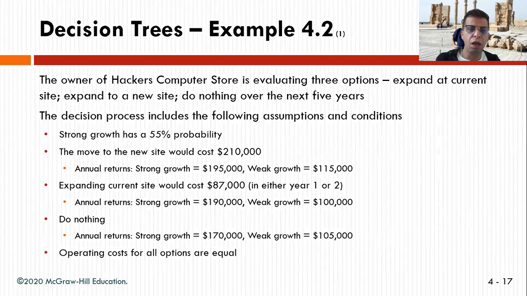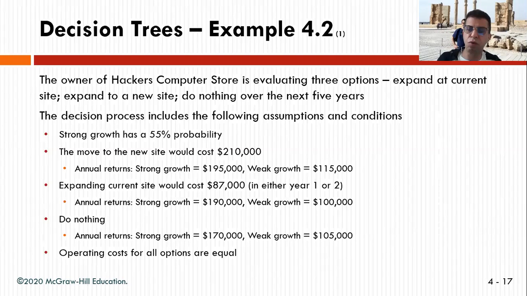Okay, just a quick example, so when you look at the decision tree, it makes sense for you. The owner of Hacker Computer stores is evaluating 3 options. They want to expand at the current site. They want to make another factory somewhere else, or make another center. Or the third option, they say, well, let's not do anything.